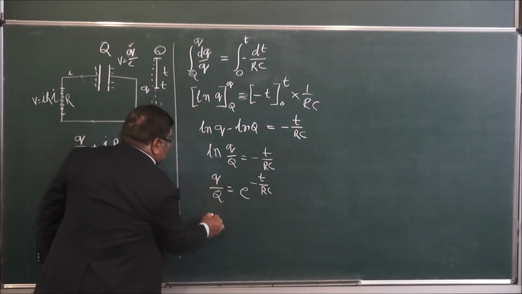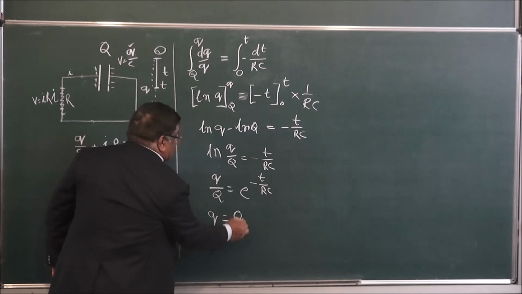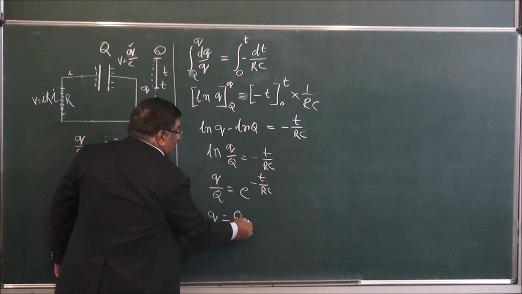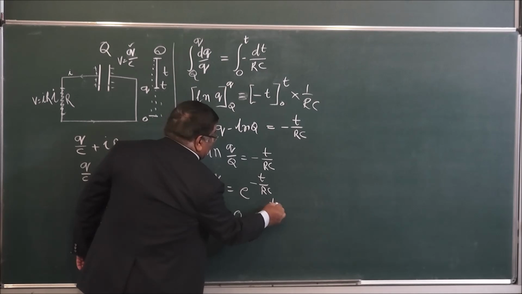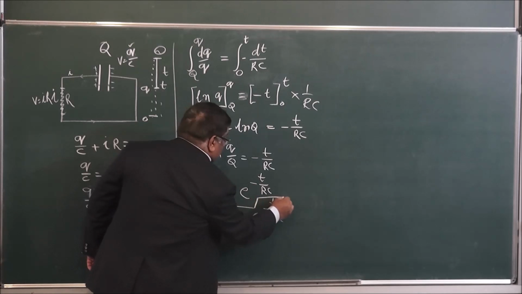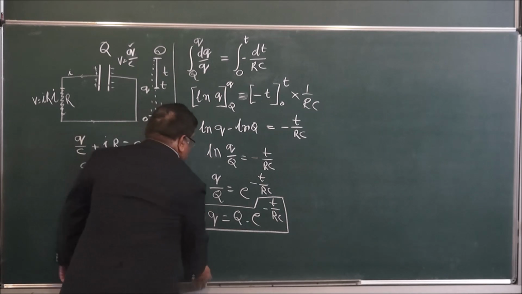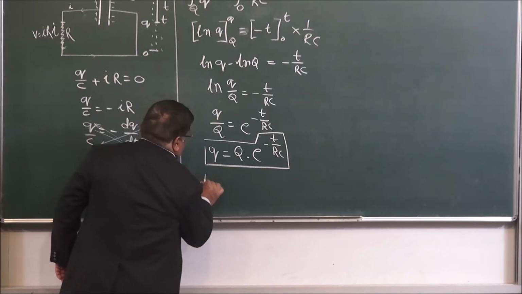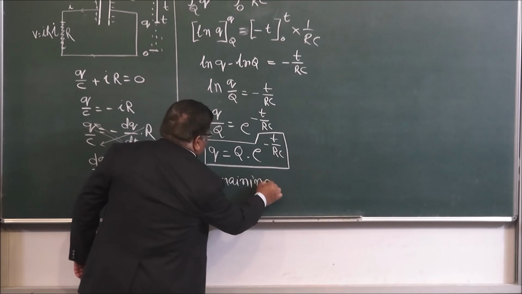Okay, so how much is the Q when the time is t? This is equal to the full charge, initial, multiplied by a factor which is e to the power minus T upon RC. This is the remaining charge. This is the equation for remaining charge.